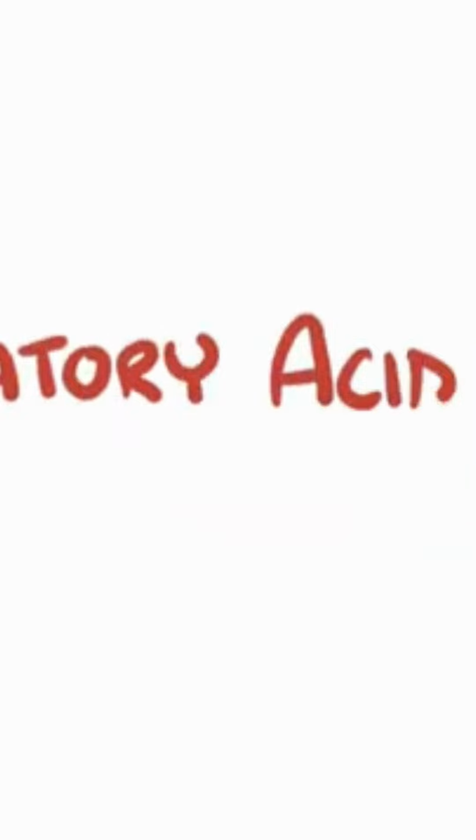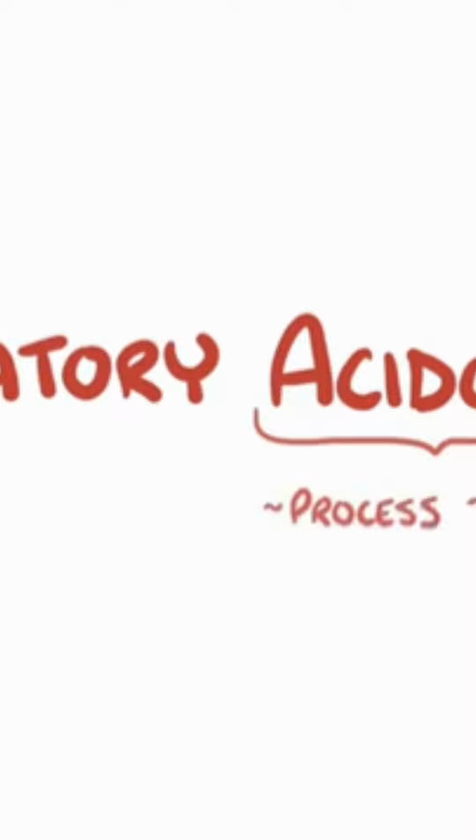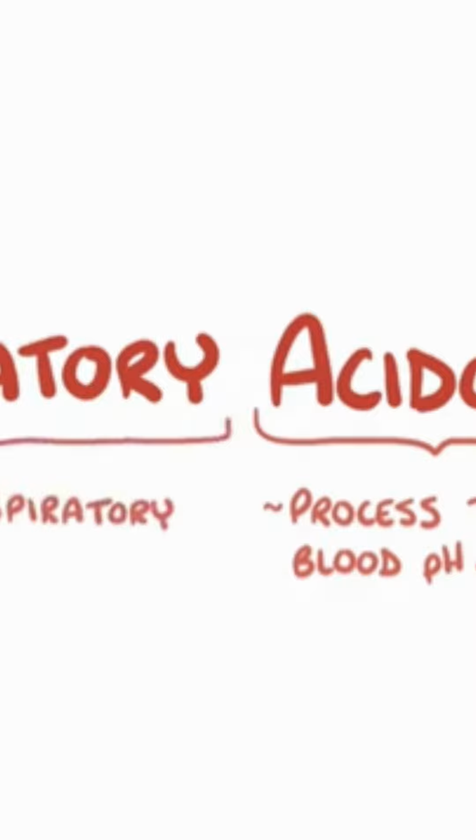With respiratory acidosis, acidosis refers to a process that lowers blood pH below 7.35. And respiratory refers to the fact that it's a failure of the respiratory system carrying out its normal pH balancing job.